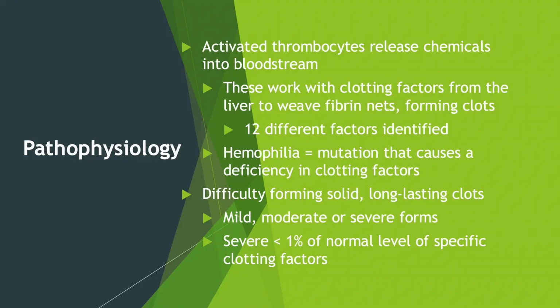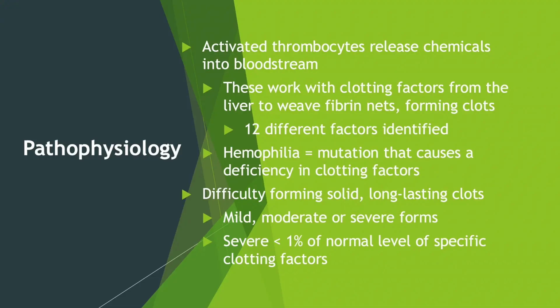The pathophysiology of hemophilia involves the clotting mechanism. When activated, thrombocytes release chemicals into the bloodstream. These chemicals work with clotting factors from the liver to weave fibrin nets, which form clots. 12 different clotting factors have been identified. Hemophilia is a mutation that causes a deficiency in one or more of these clotting factors. This leads to difficulty forming solid, long-lasting clots.